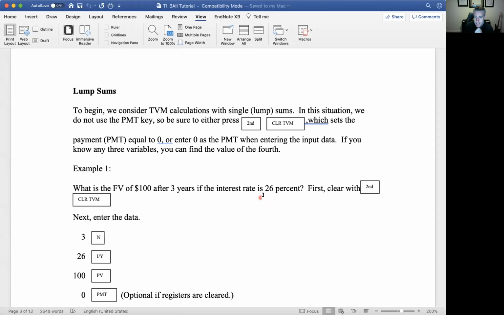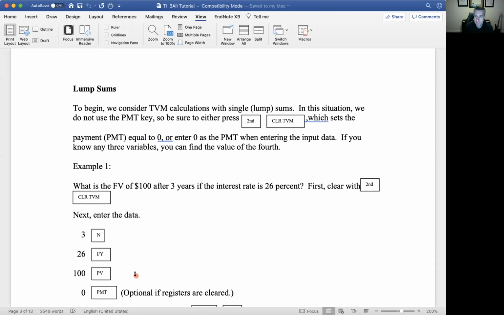Then type in 26 and hit the I/Y button. And then put in 100 and hit the PV button. Now, if you've cleared your register, then you don't need to put anything in payment. But you could, if you wanted to, put 0 and hit the payment button, because that's what it is. There's no payment. There's just one lump sum 3 years from now.